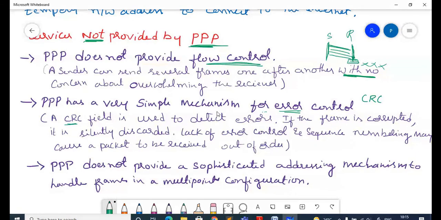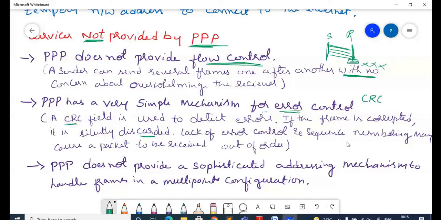Okay, lack of error control and sequence numbering may cause packets to be received out of order. We have discussed in the previous class: if there is no sequence, what happens? There may be a possibility of duplicate data being received at the receiver side. If there is no numbering, reordering of those frames is going to be difficult at the receiver side. So for that reason, numbering is a must for the frame, so that it can be ordered at the receiver side.